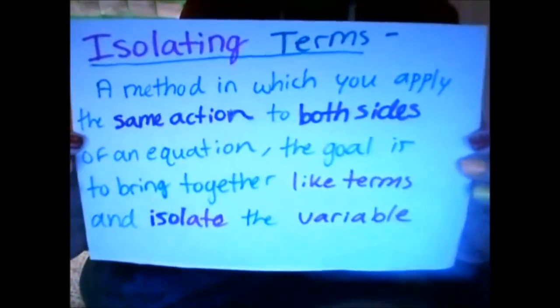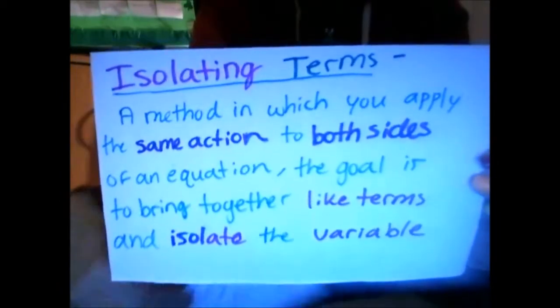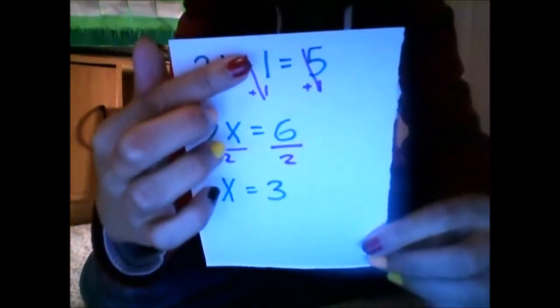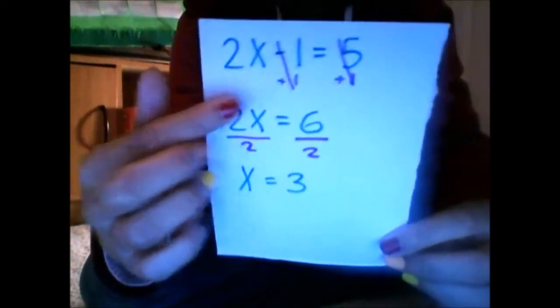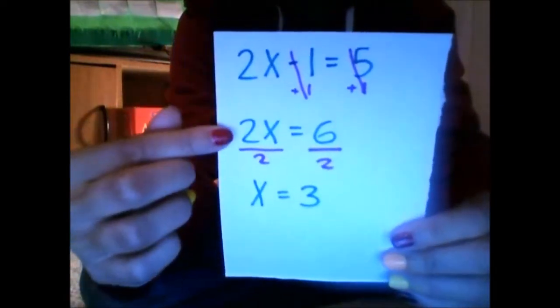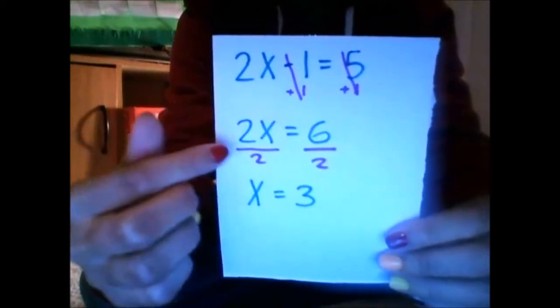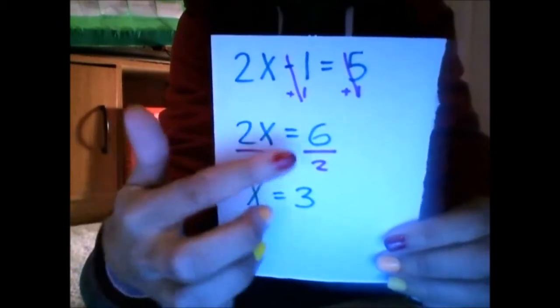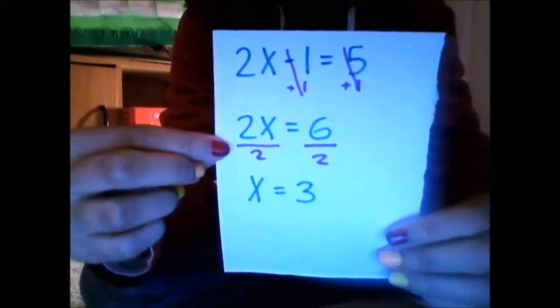Isolating terms is a method in which you apply the same action to both sides of an equation. The goal is to bring together like terms and isolate the variable. In the last example, I added 1 to both sides because you had to isolate 2x from the equation. So by adding 1 to negative 1, you cancel out the 1 and bring down 2x equals 6. To isolate the variable again, we divide by 2, which cancels out the 2's. So x equals 3.